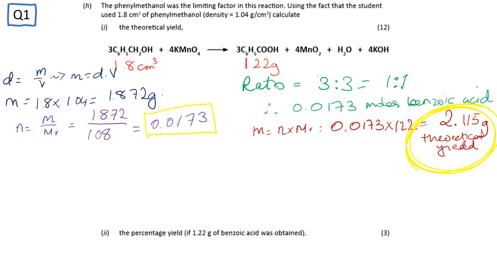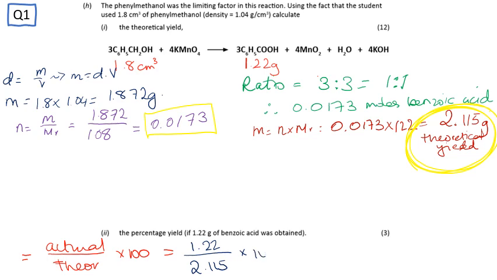Part 2 asks me to calculate the percentage yield. So my percentage yield is going to be my actual over my theoretical multiplied by 100. So that's going to be 1.22, which they gave me in the question for my actual yield. My theoretical yield that I worked out is 2.115, and when I multiply that by 100, I get 57.7% as my percentage yield.